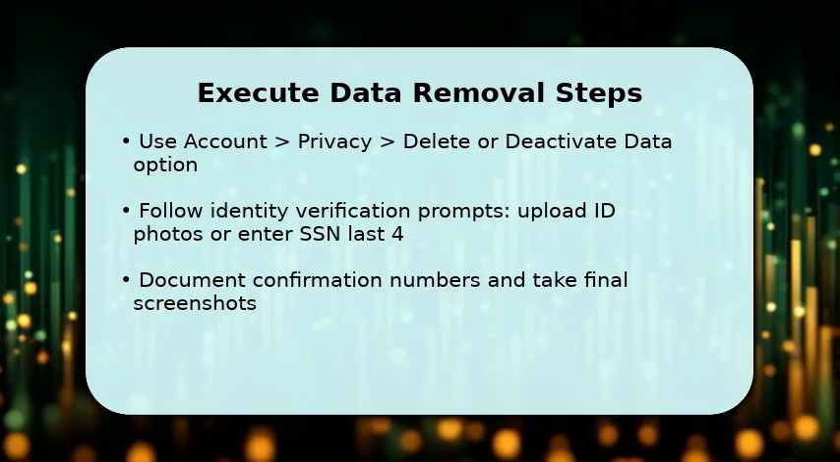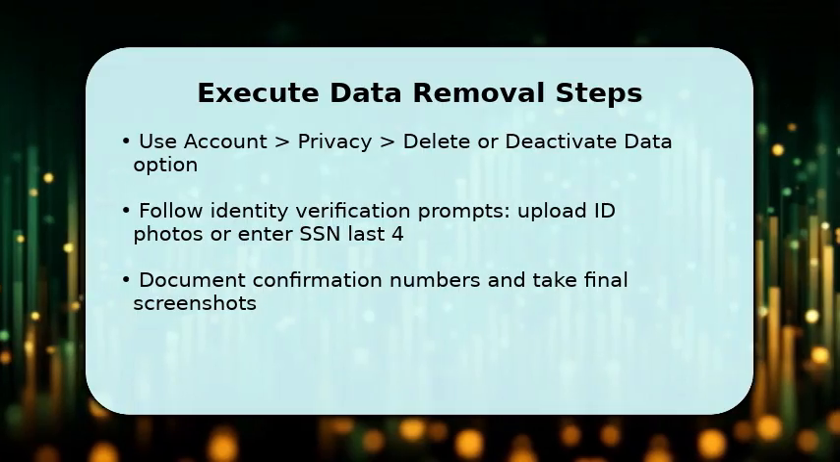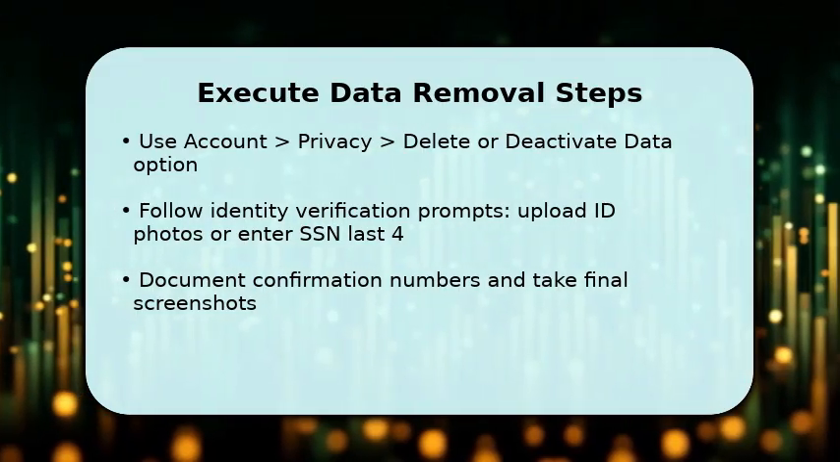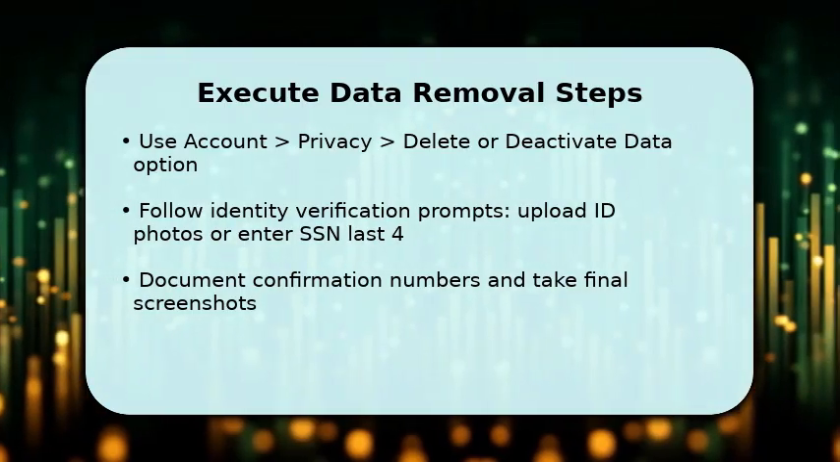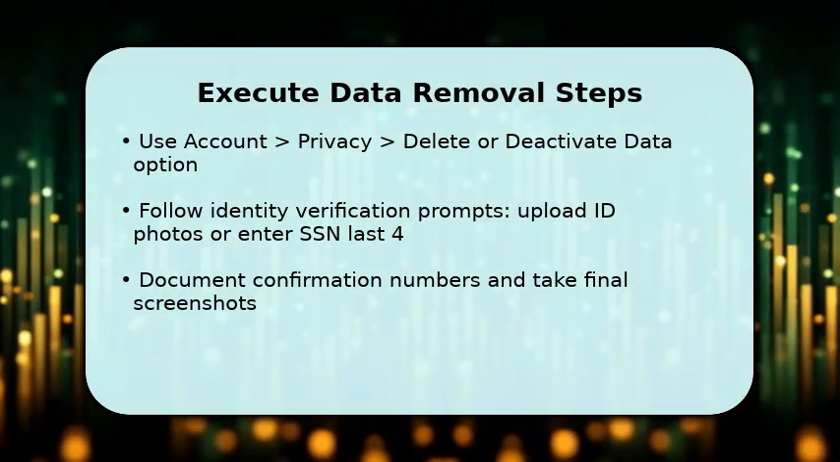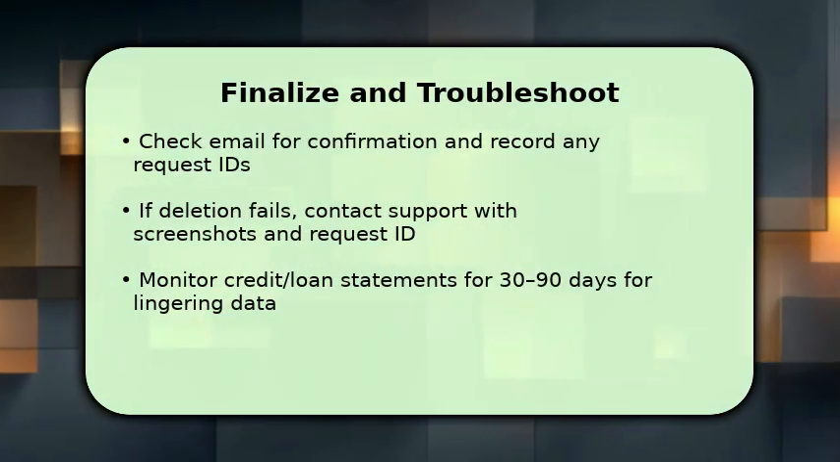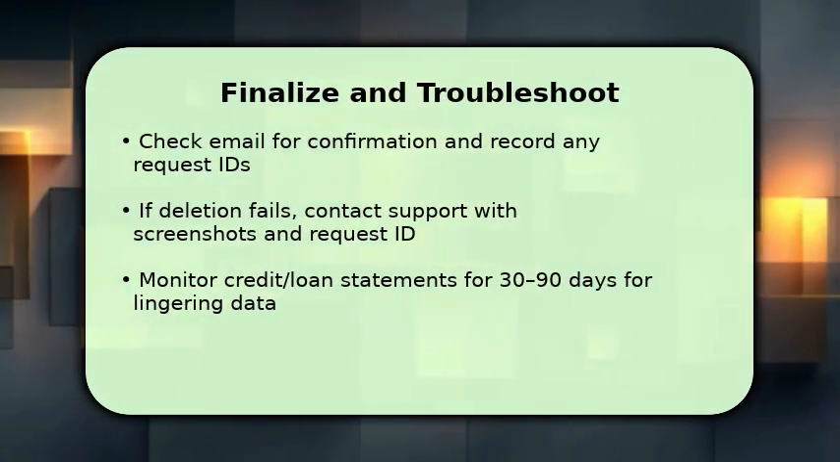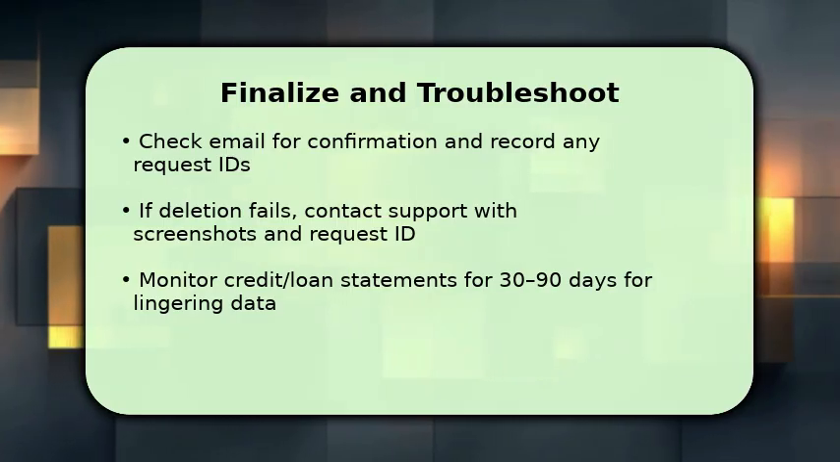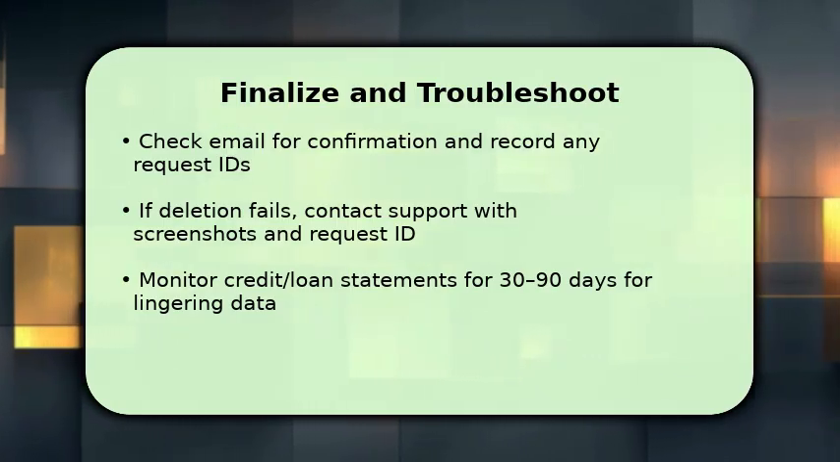If the app asks about linked bank or loan records, choose to remove or disassociate each item. This severs data connections. Save all confirmation numbers. After submission, check your email and in-app notifications for a deletion confirmation. This contains the request ID you might need later. Once done, make sure linked bank routing or loan numbers are disassociated to prevent relinking.